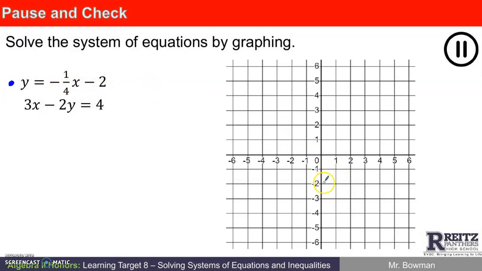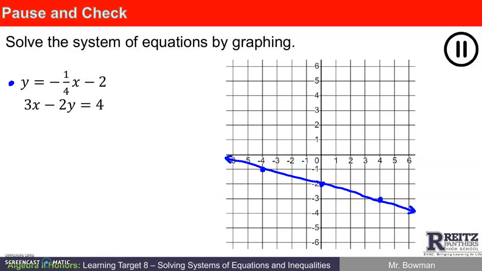It's in slope-intercept form. I'll make the y-intercept negative 2. I need a slope of negative 1/4. I need to go down 1 and right 4, or up 1 and left 4. Something like that.